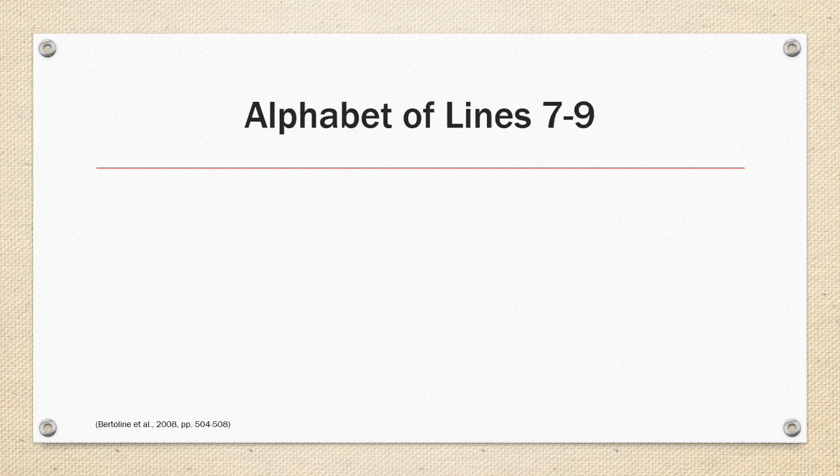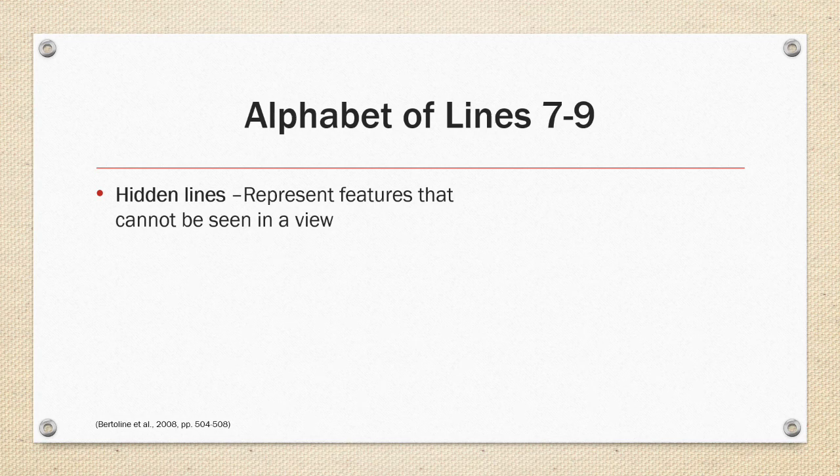Next, we'll move on to the alphabet of lines 7 through 9. The seventh line type is the hidden line that represents features that can be projected in the view but not visible and occurs as a thin dashed line. With the element proportions detailed in the image to the right, these lines would only be seen by the viewer if the part were transparent.